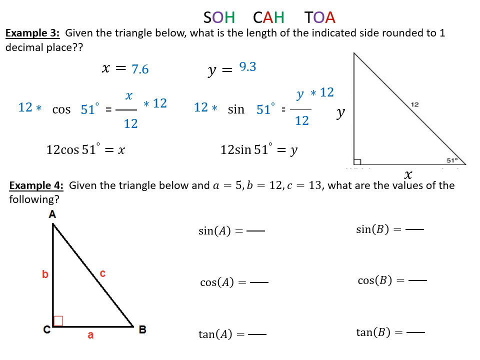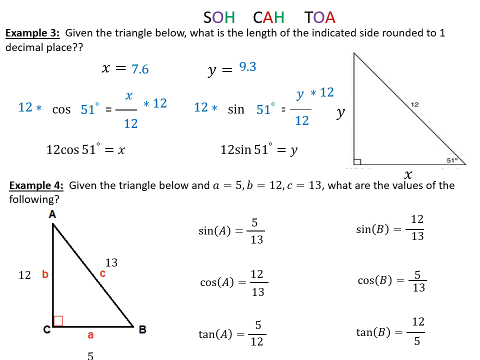Example 4, given the triangle below and A equals 5, B equals 12, C equals 13, what are the values of the following? Sine of A? Well, sine of A would be A over C, which is 5 over 13. Cosine would be 12 over 13, and tangent would be 5 over 12. Sine of B, that would be 12 over 13. Cosine of B would be 5 over 13, and tangent would be 12 over 5.